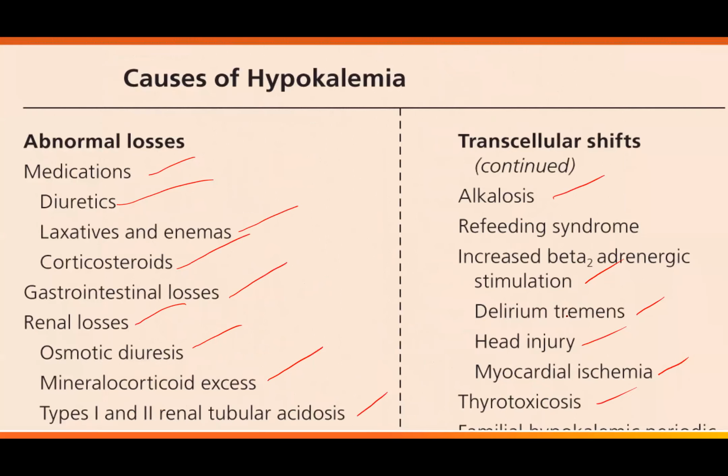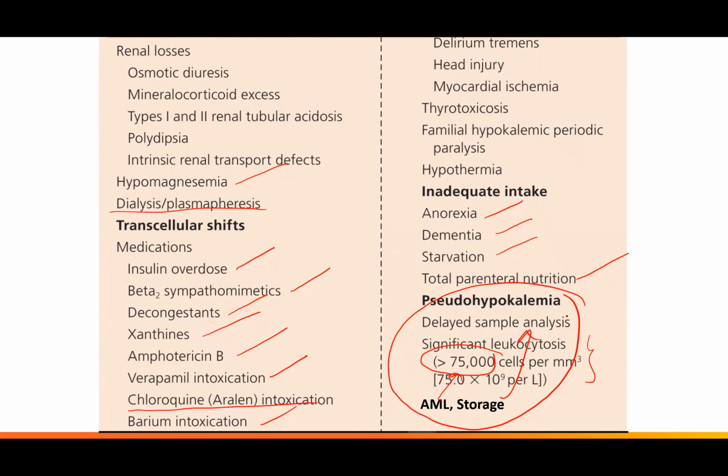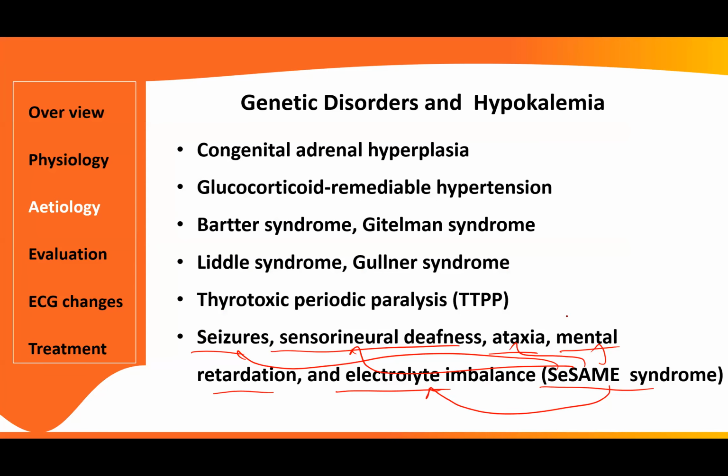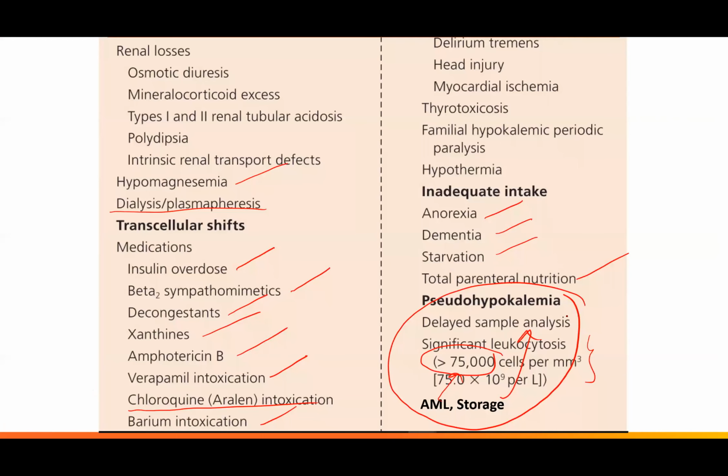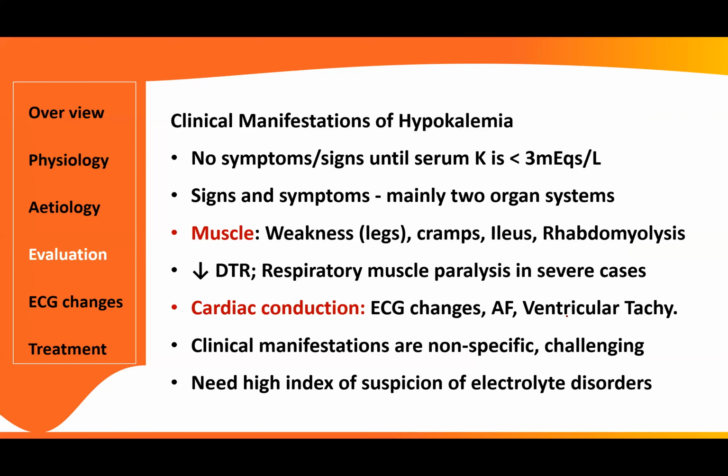Instead of writing these lists, it is better for you to understand in the way which we have presented, like the drugs, genetic disorders, and this table, and then based on this particular diagram would be a better way of remembering rather than asking you to list all the things like this as has been done in one of the books. Okay. Now, how do I evaluate clinical manifestations of hypokalemia?